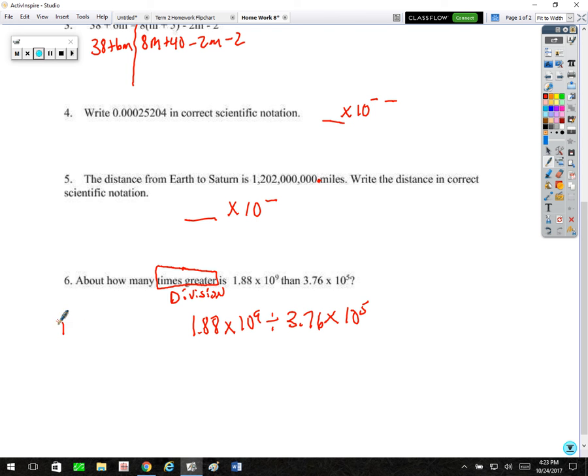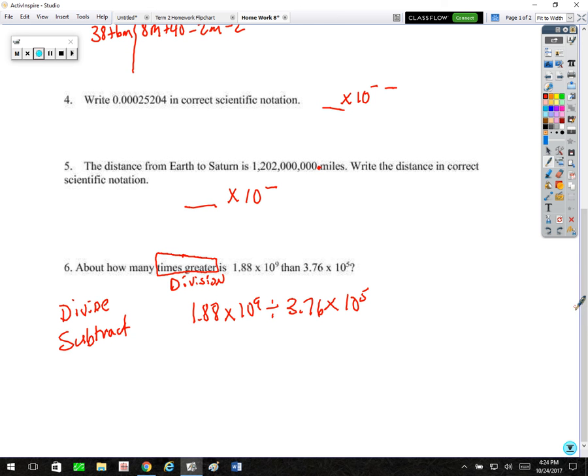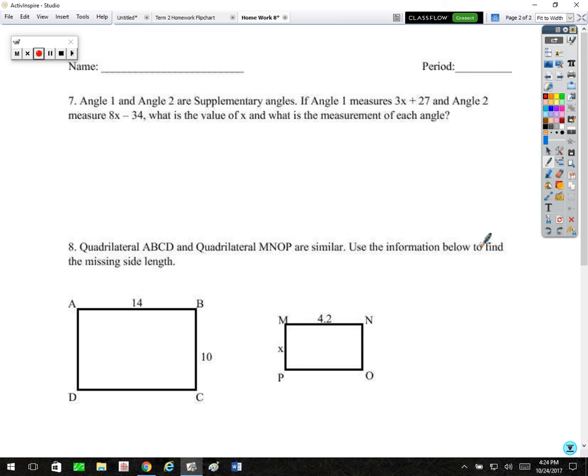Remember, exponent rules say divide the coefficients, subtract exponents, and then check to make sure it's in correct scientific notation. I will give you a hint. Since this coefficient in the numerator is smaller than the one in the denominator, you're going to have to adjust your coefficient, so just be careful. Remember, if you move it to the right, subtract 1 from your exponent. If you move it to the left, add 1 to your exponent. Okay? All right, let's look at the back side real quick.